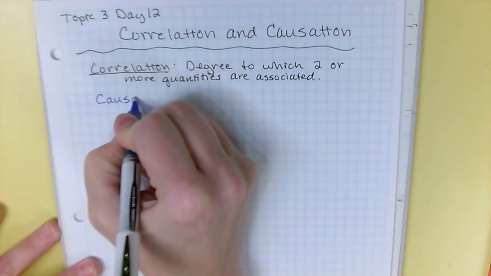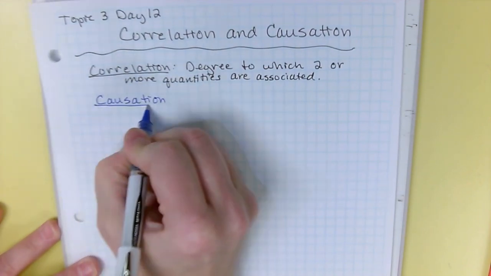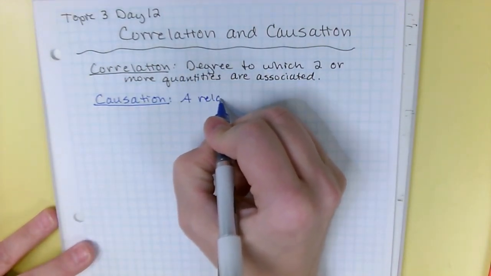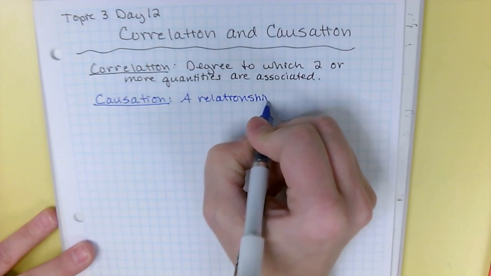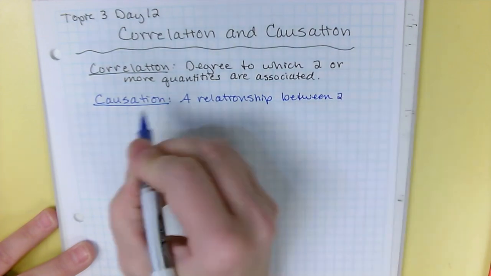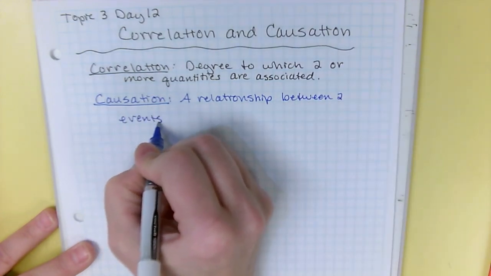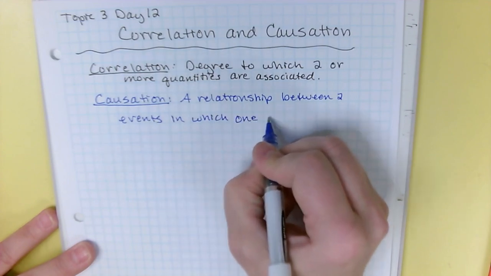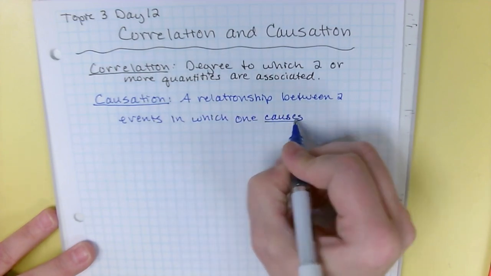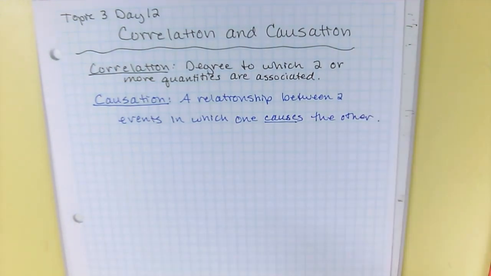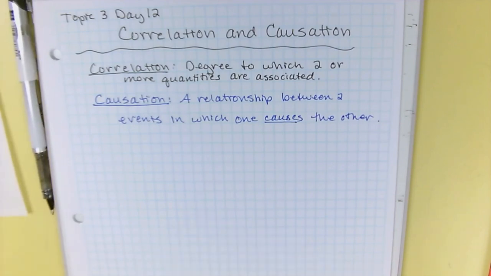All right, now causation. Causation is a relationship between two events in which one causes the other. A relationship between two events in which one causes the other.